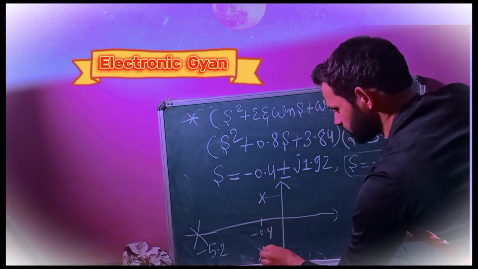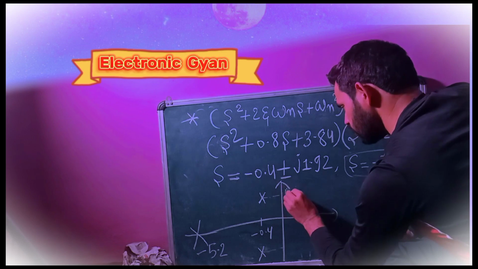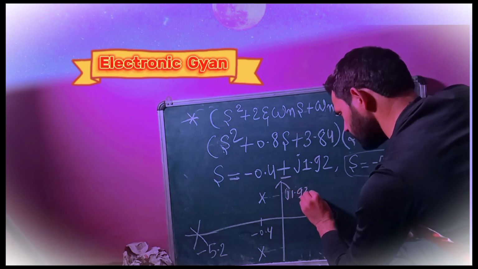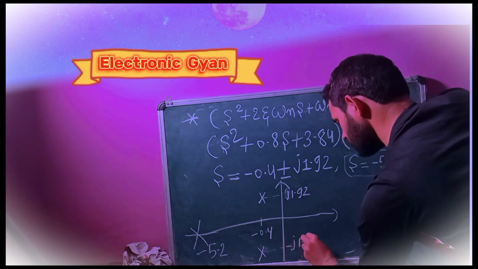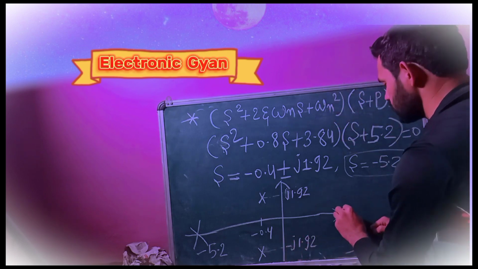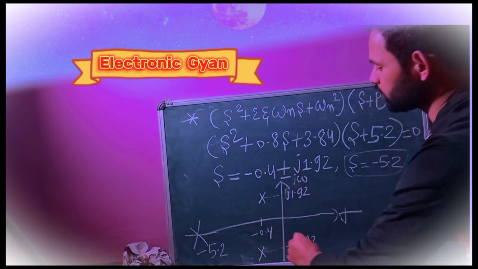These are the dominant poles. How much is it? 1.92, so this is j 1.92, and here it is minus j 1.92. This is my real axis, this is my j omega axis. These are the poles.